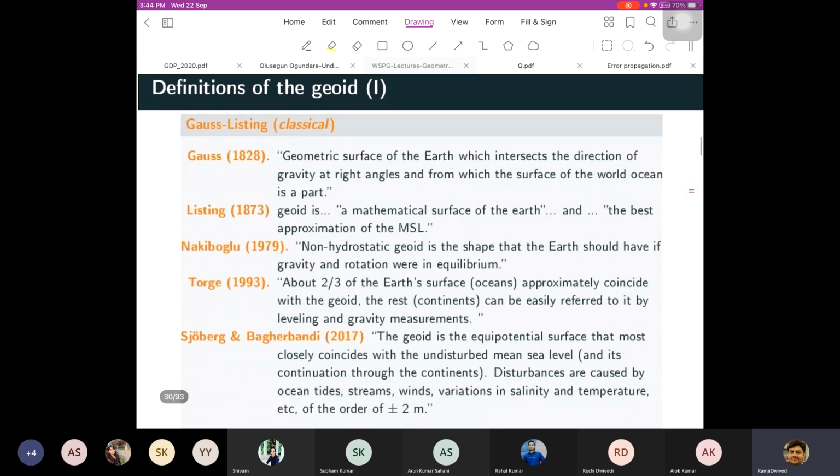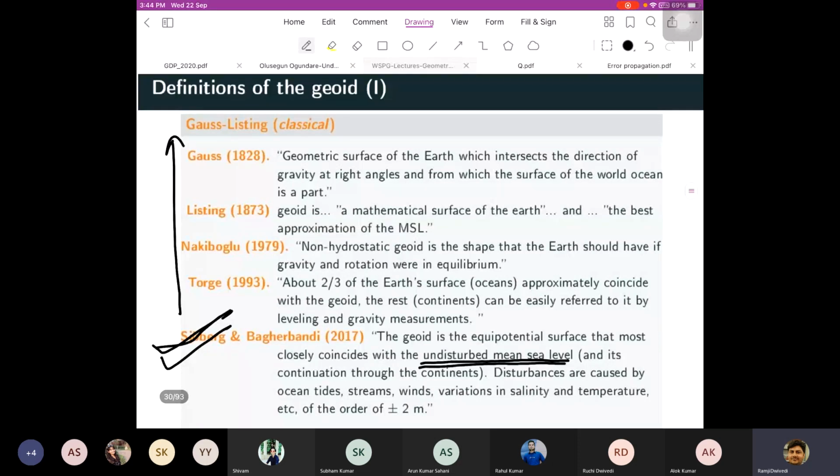Okay, coming back to the definition of geoid, which we are again going through, and we'll not discuss the upper four. Obviously, the reason is very simple, because these are the conventional definitions. We are more focused towards this definition. Read it again. The geoid is the equipotential surface that most closely coincides with the undisturbed mean sea level. This is very much important.